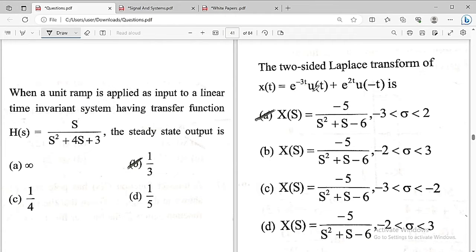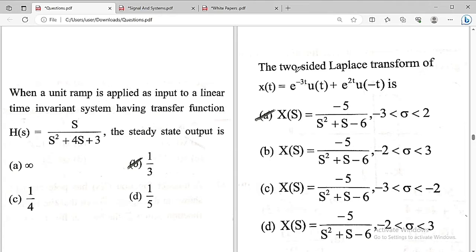See the question here. The two-sided Laplace transform of x(t) = e^(-3t)·u(t) + e^(2t)·u(-t) is. So basically they have given some signal. It's a two-sided signal because it is present for t greater than 0 and also for t less than 0. So we can say this is a two-sided signal.